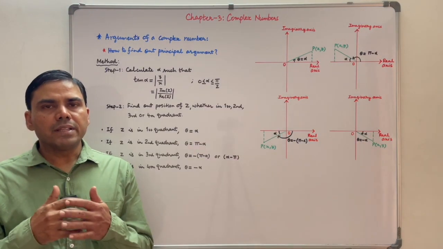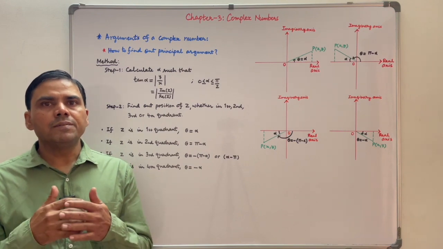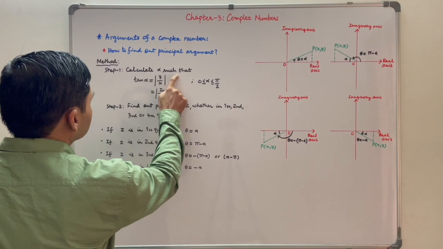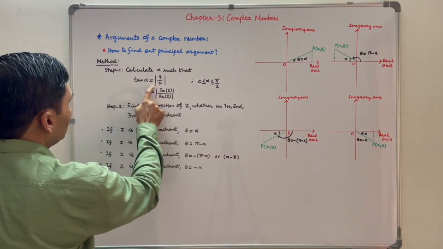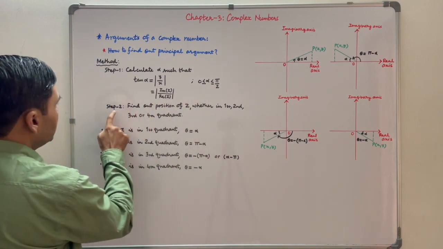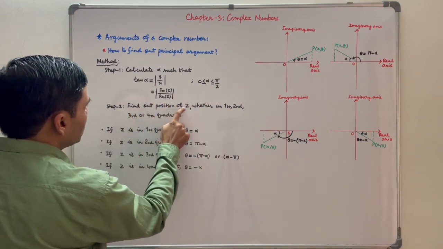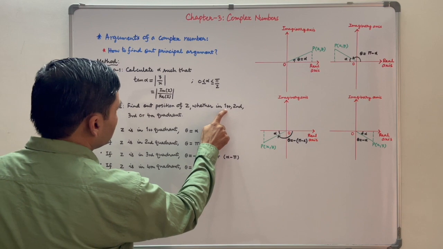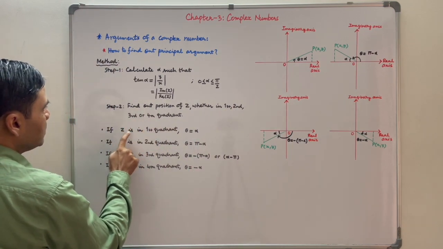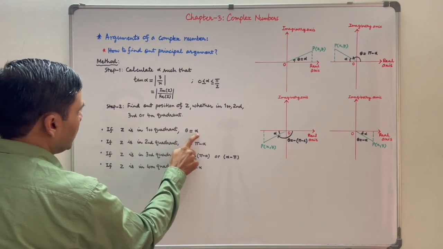Let us summarize the method to calculate theta we have just learnt. First step, calculate alpha such that tan alpha is equal to mod y by x. Here alpha is an acute angle. Second step, find out the position of z, whether it is in the first, second, third or fourth quadrant. If z is in the first quadrant, theta is equal to alpha.